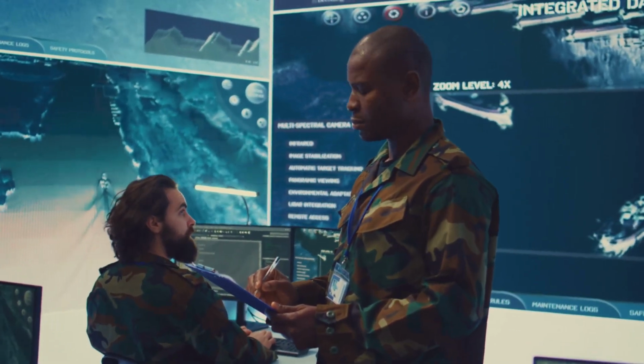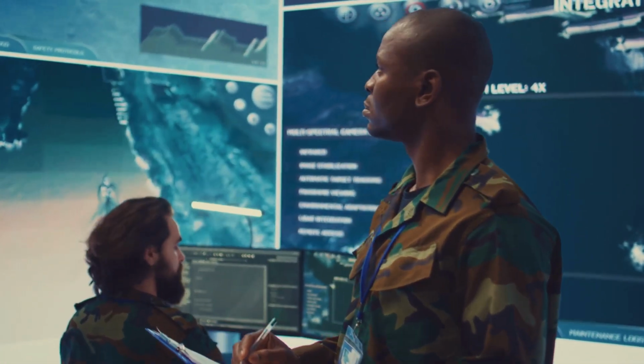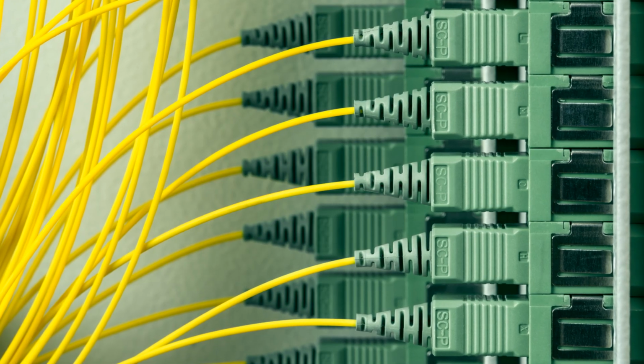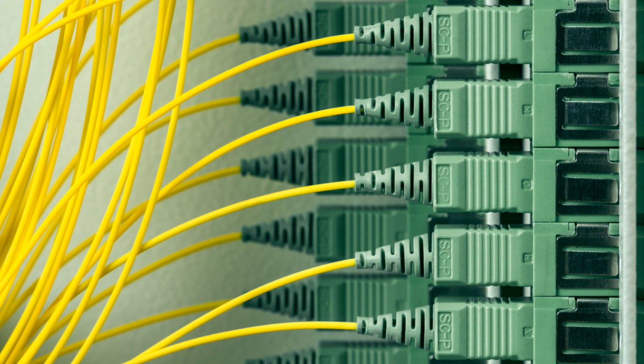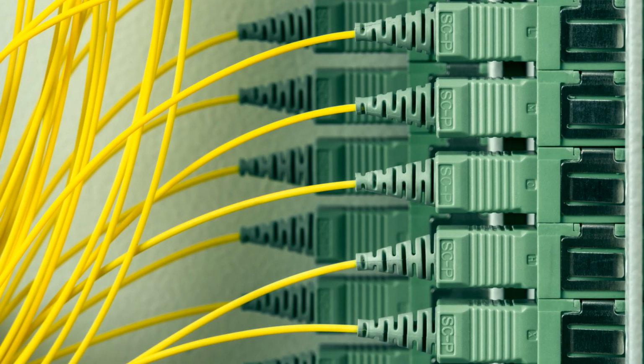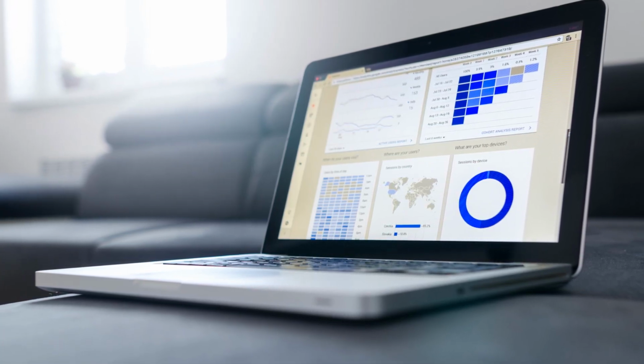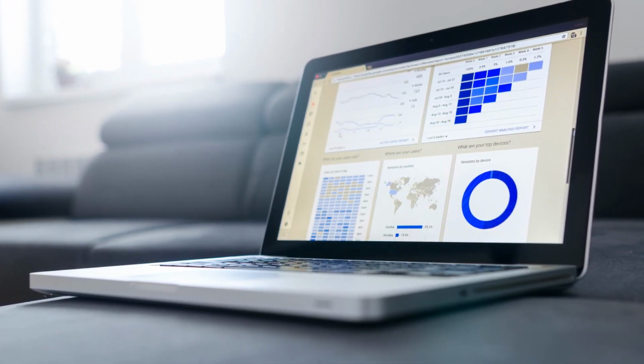AI-powered monitoring systems analyze performance data in real time. They can detect subtle anomalies, like a degrading optical signal or equipment starting to overheat. That enables predictive maintenance. Rather than waiting for failures, the system can automatically create a work ticket and schedule a technician during a planned window.